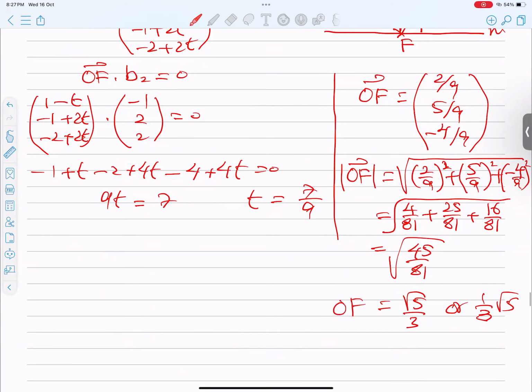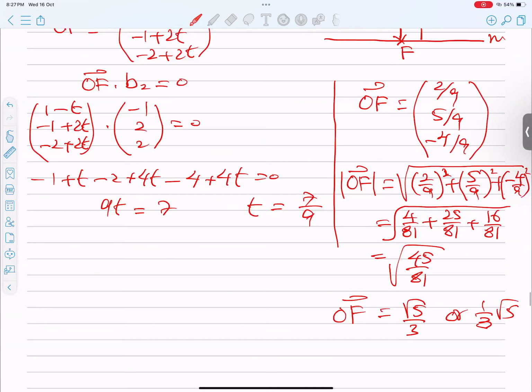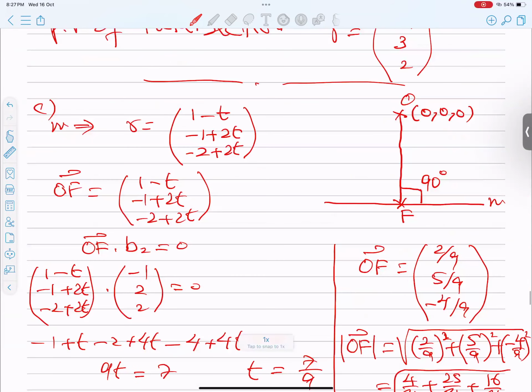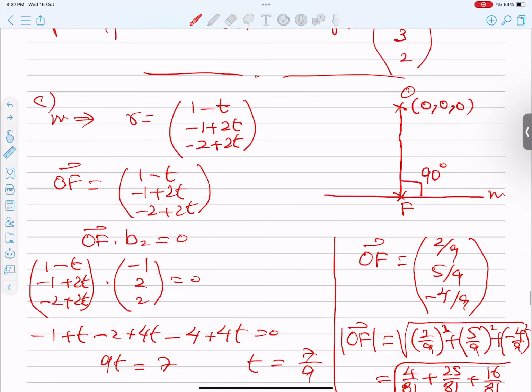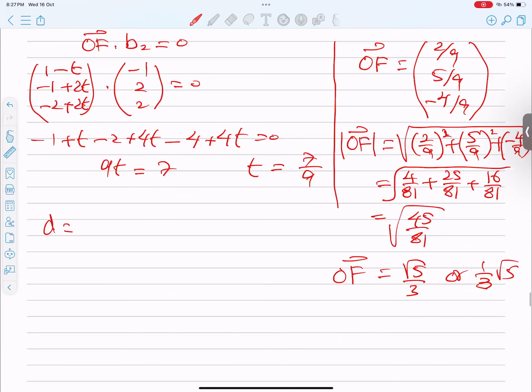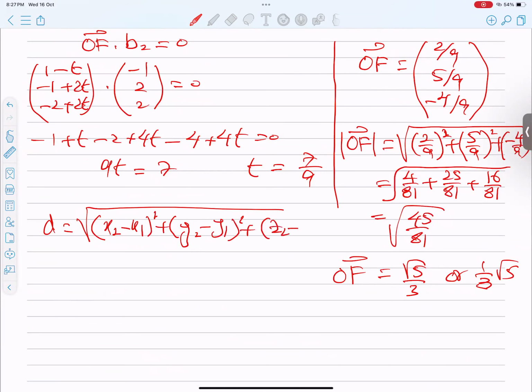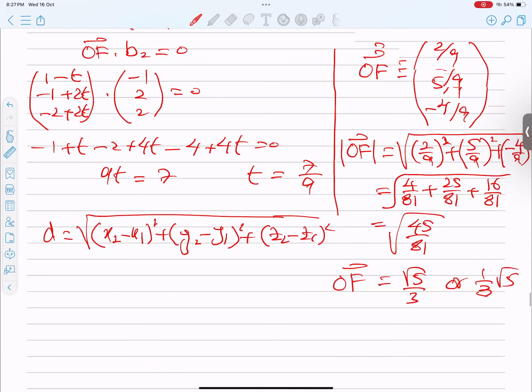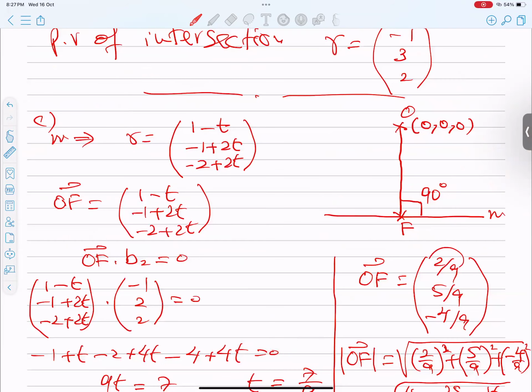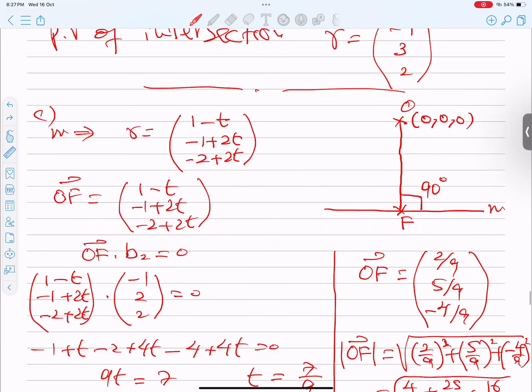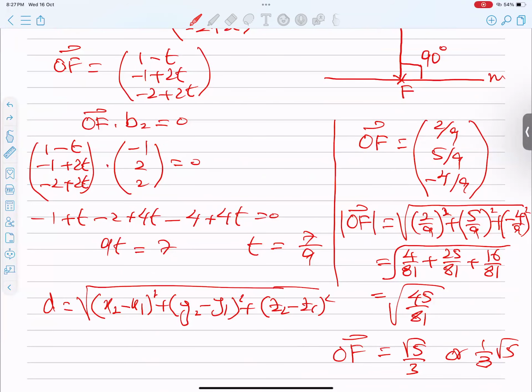Alhamdulillah rabbil alameen. You may ask one question: why did we not apply the distance formula? Correct, even applying the distance formula with minus 0 whole square works. If you remember, students, the distance formula is x2 minus x1 whole square, y2 minus y1 whole square, and z2 minus z1 whole square. Even if I apply that one, look here: this minus this whole square remains the same, and the last one, this minus this whole square, remains the same. And I hope the concept is very clear, and the question is completely solved.